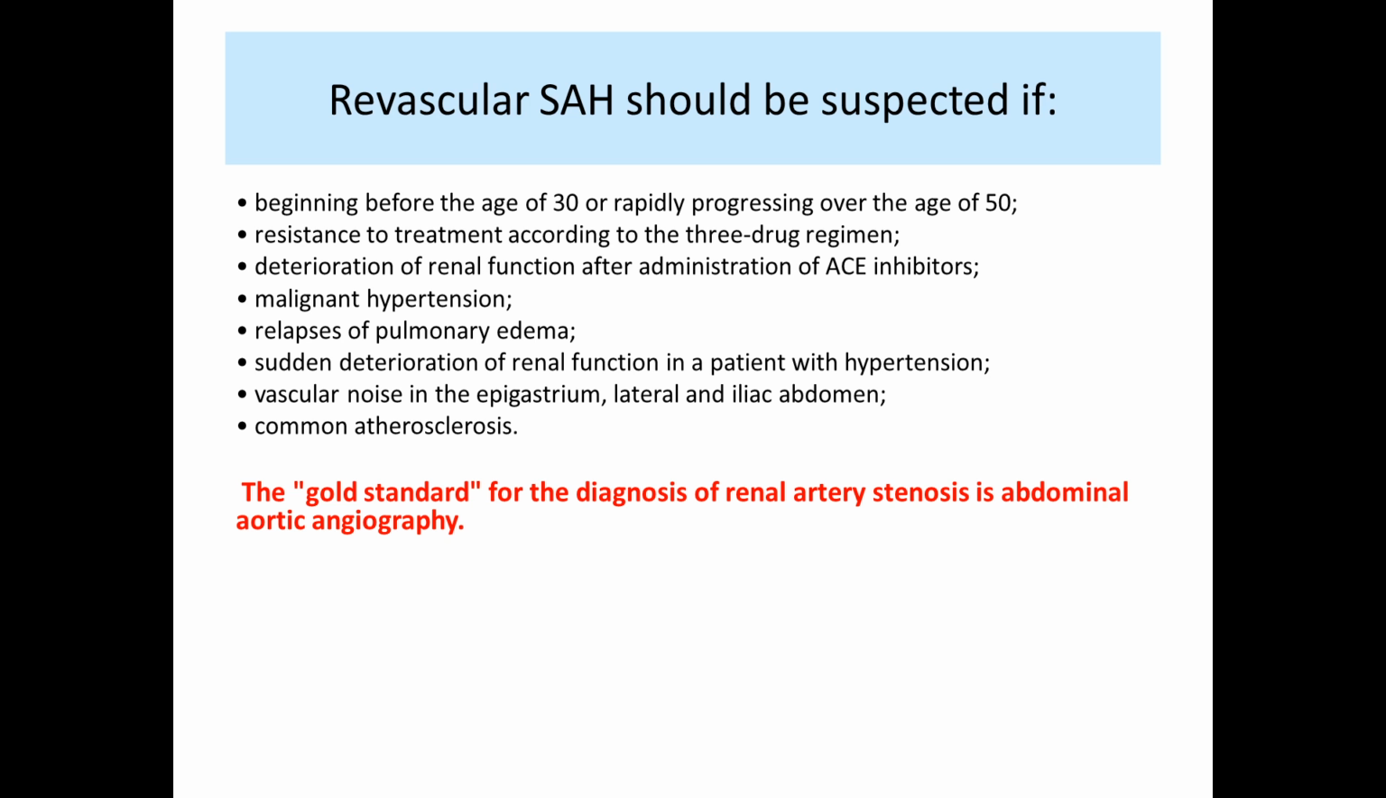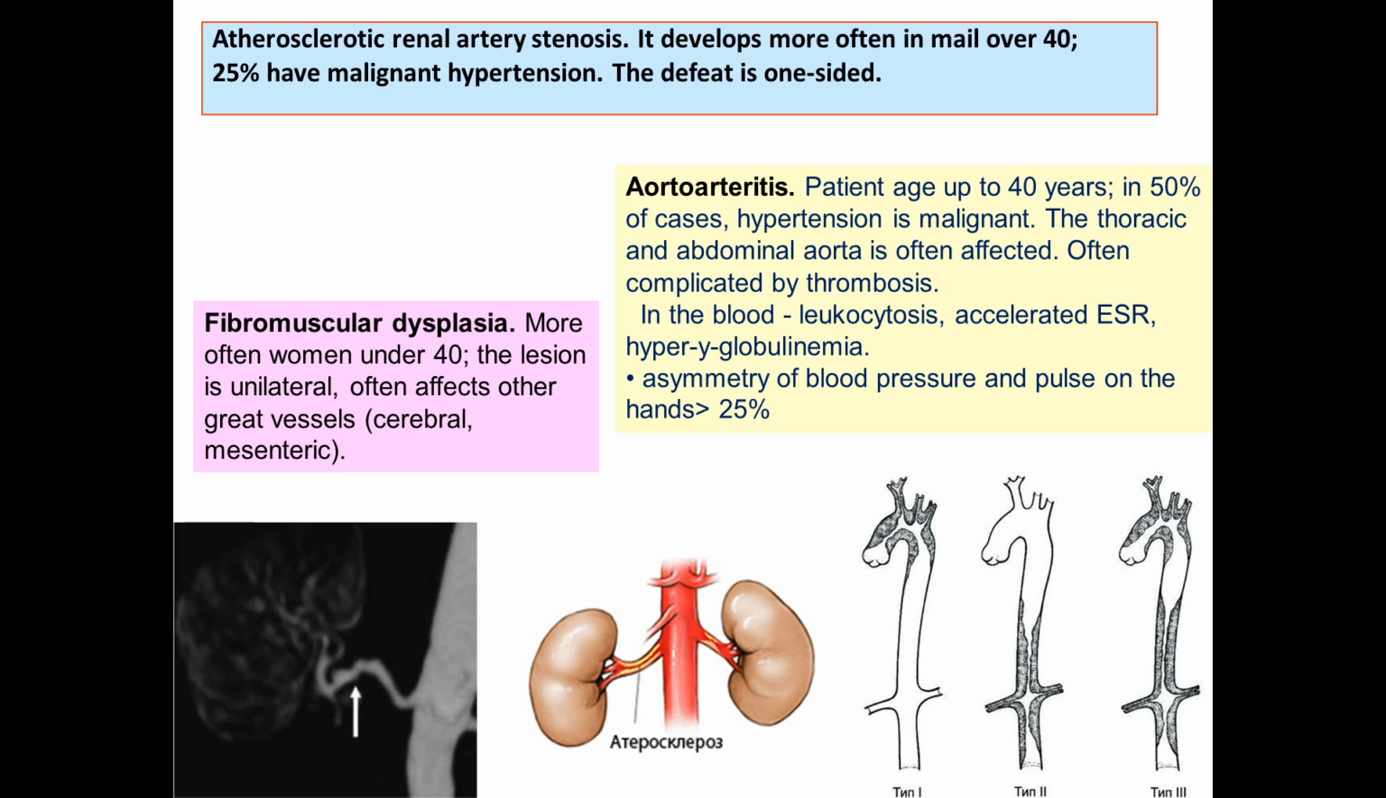Also characteristic of renovascular hypertension are malignant hypertension and relapses of pulmonary edema, sudden deterioration of renal function in a patient with hypertension, and of course vascular murmurs or noise in the epigastrium or lateral and iliac abdomen side, and generalized atherosclerosis. That's why the gold standard for the diagnosis of renal artery stenosis is abdominal aortic angiography.